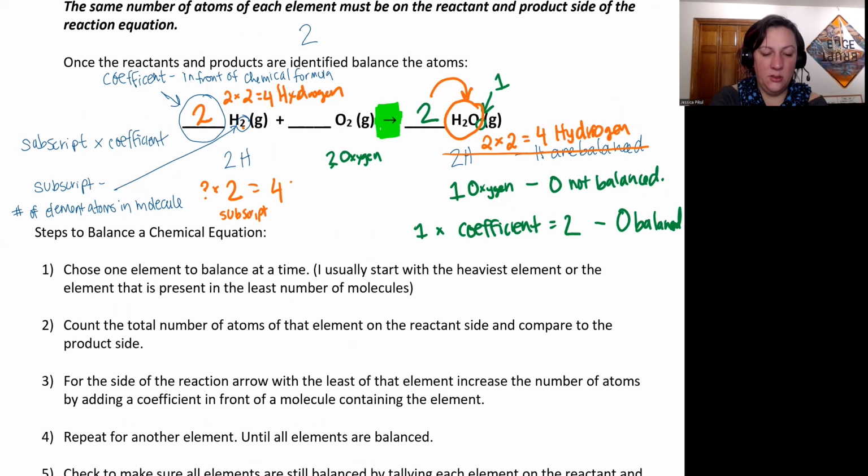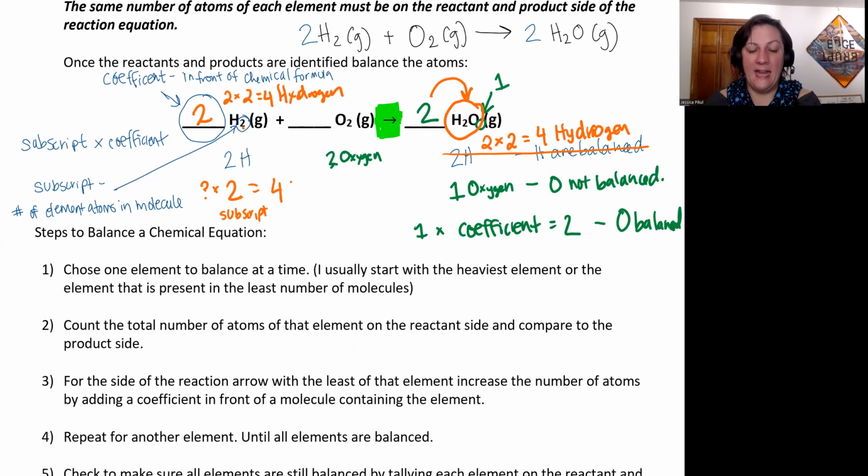So we have 2 hydrogen gas plus 1 oxygen gas is going to form 2 water molecules in the gas phase. And I have 4 hydrogens on both sides of this equation, and I have 2 oxygens on both sides of the equation. When I'm balancing, I don't need to make every element the same number. I just need to make sure the same element is the same number on both the reactant and the product side.